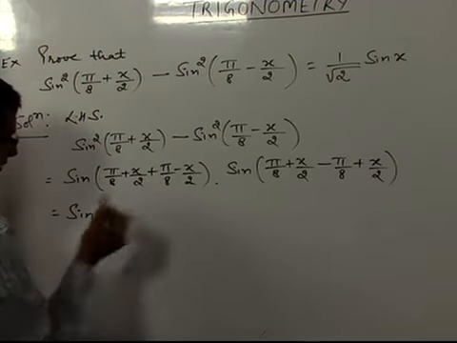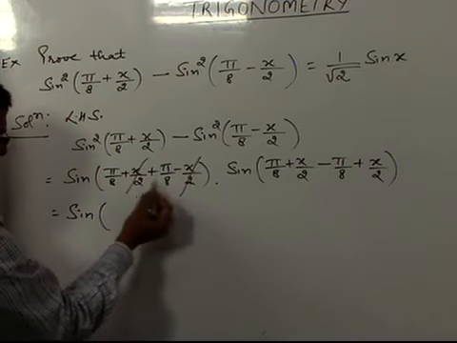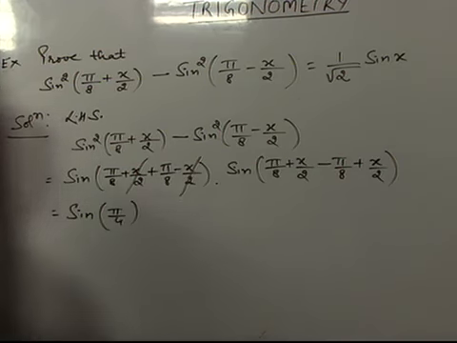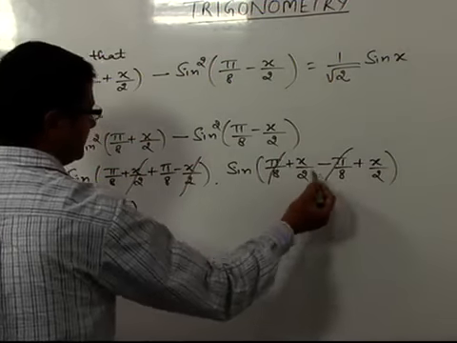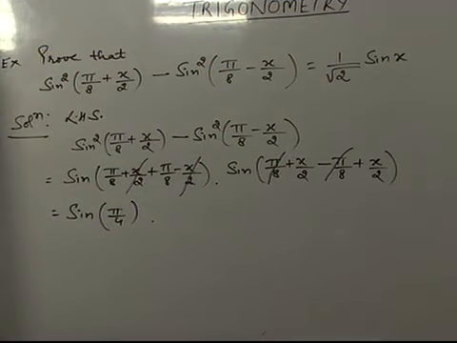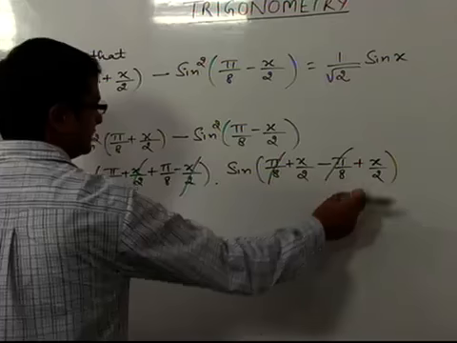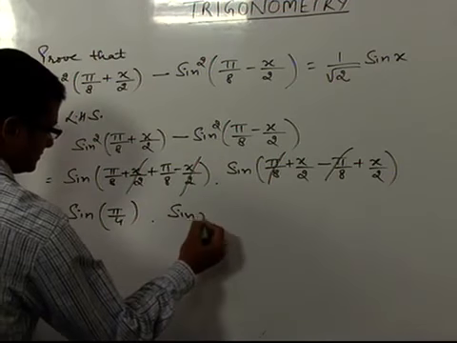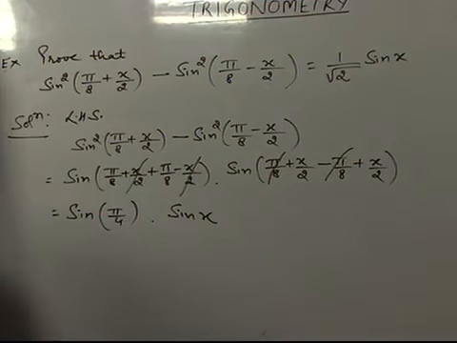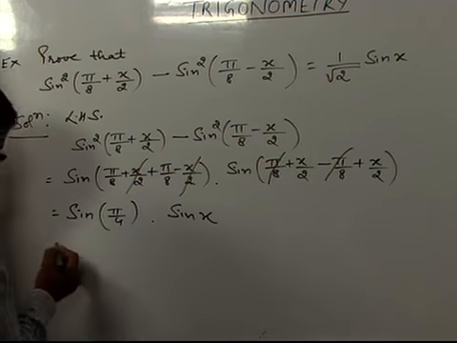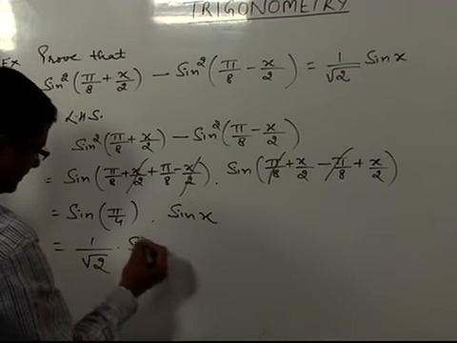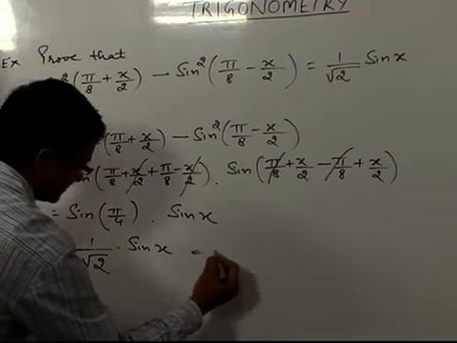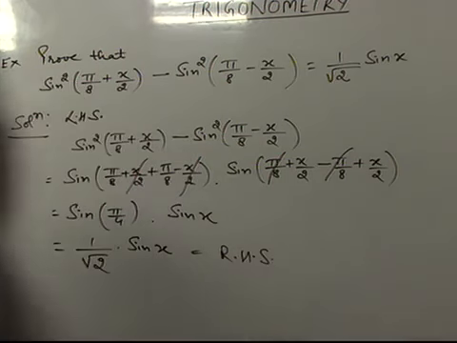X by 2 and x by 2 will cancel out. Pi by 8 plus pi by 8 is pi by 4. Here pi by 8 and pi by 8 will cancel out. X by 2 plus x by 2 is x, and sine pi by 4 is 1 by root 2, so it is 1 by root 2 sine x, which is equal to right hand side, and hence the result.